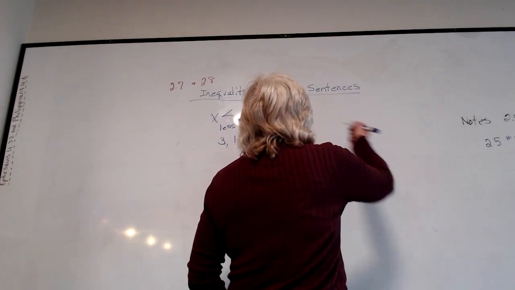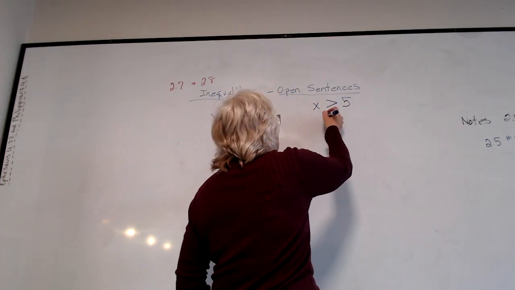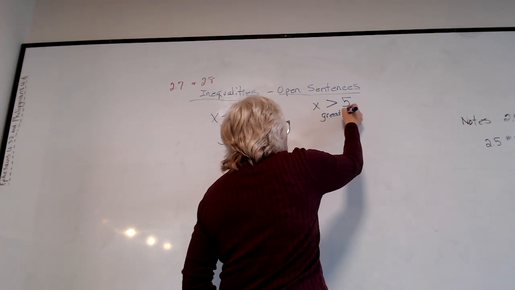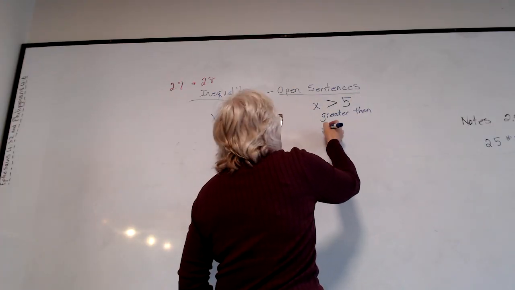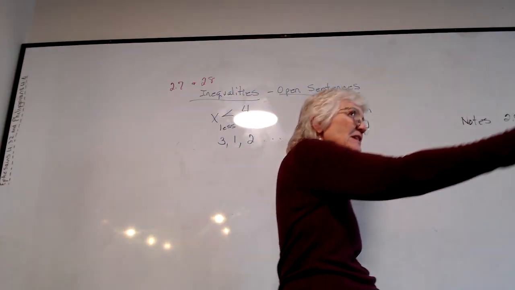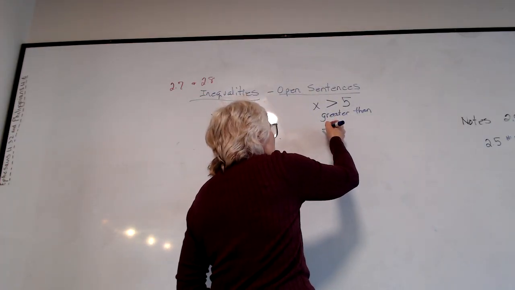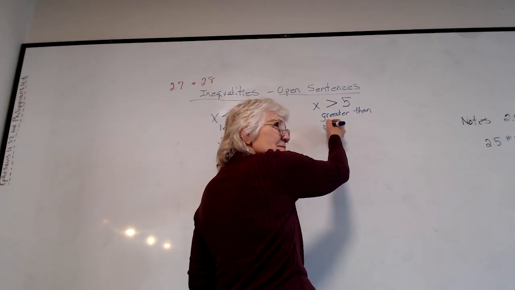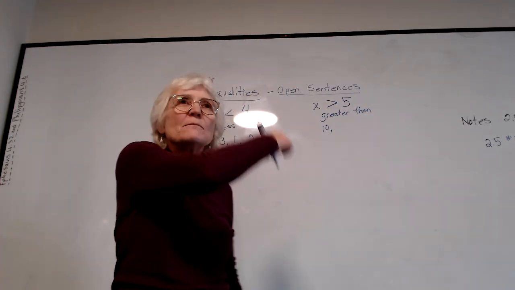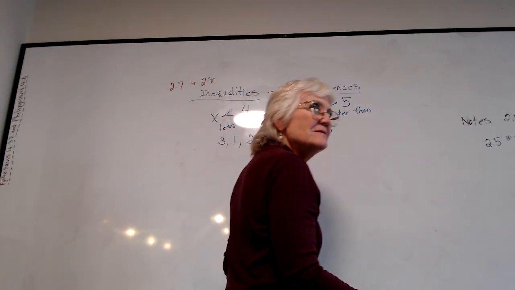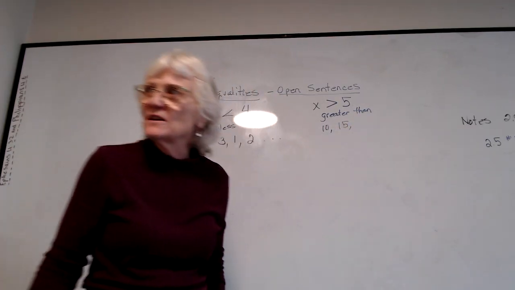The other symbols are like this. X is greater than 5. Now this is greater than. So you read this, x is greater than 5. So what kind of numbers would fit in there? Ezekiel, give me one. Anything. Yes, any number. 10. Okay, what's another number that would fit in there? Marcy? 15. What's another number that would fit in there?